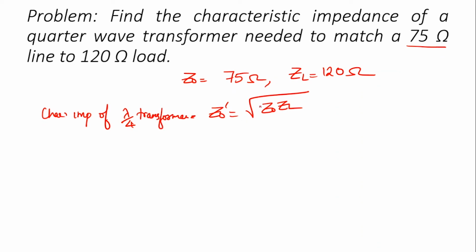The equation is Z0 dash equal to the square root of Z0 into ZL, where Z0 is the characteristic impedance of the transmission line and ZL is the load impedance. So it will be square root of 120 into 75. You will get it as 94.87 ohm.